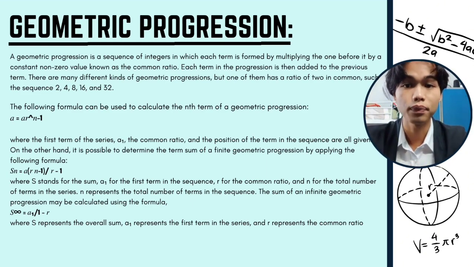The formula is Sn = a (r^n - 1) / (r - 1), where S stands for the sum, a for the first term in the sequence, r for the common ratio, and n for the total number of terms in the series. The sum of an infinite geometric progression may be calculated using the formula S infinity = a / (1 - r), where S represents the overall sum, a represents the first term in the series, and r represents the common ratio.